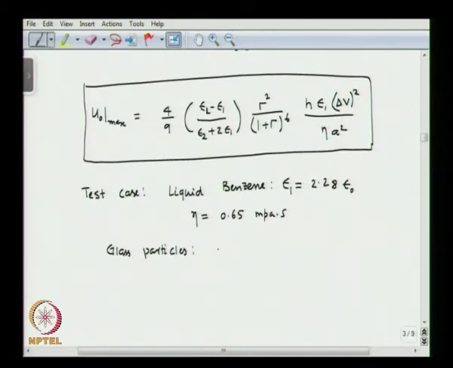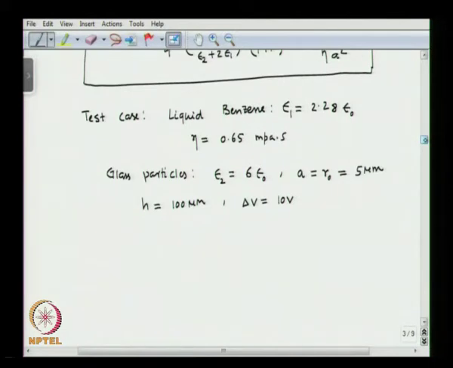So, we have glass particles whose permittivity is 6 times the permittivity of free space, and let us say the radius of the particle and the radius of the hemispherical electrode, they are the same, is about 5 micron, and let us say the channel height h is 100 micron, and the applied voltage delta V is 10 volts. So, under that condition we can find out that the velocity u max is going to be about 30 millimeter per second.